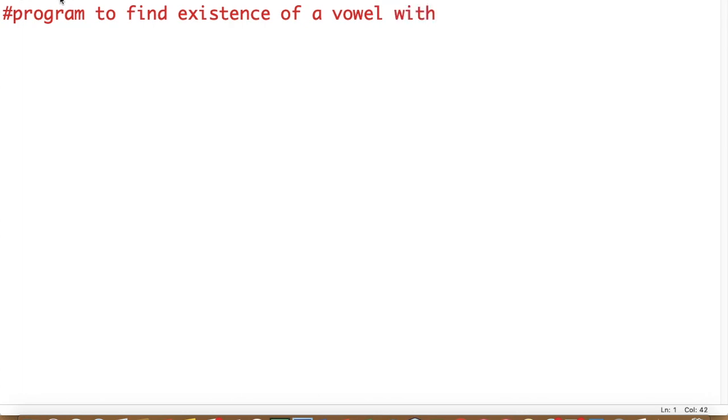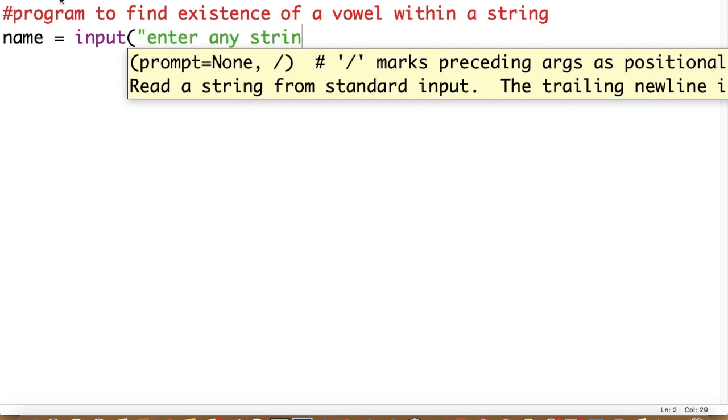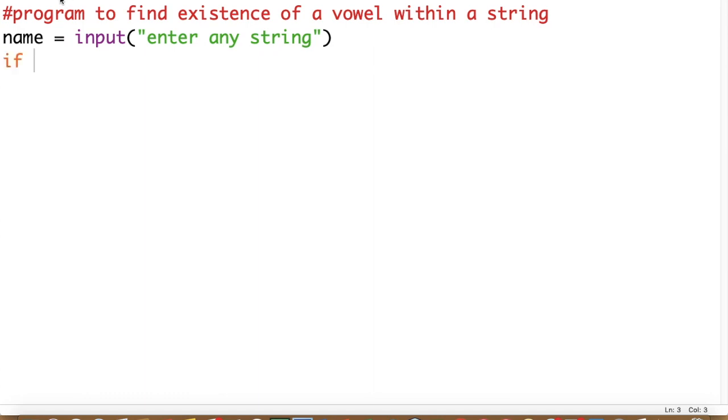So we are going to write a program to find the existence of a vowel within a string. First we'll input a string as name, entering any string. And then we'll run a for loop, since we have to check each and every letter of the given string. So for ch in name, if ch in, and then we compare each letter with a set of vowels: a, e, i, o, u.